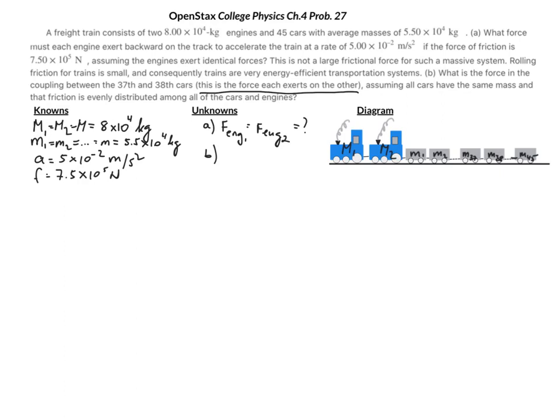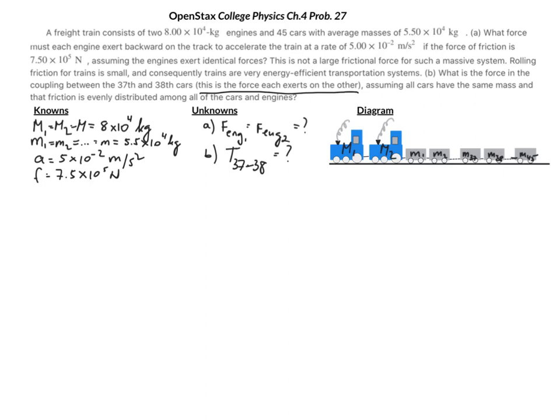So one goes to the right, one goes to the left, and they have the same magnitude. So then I can just solve for one and not the other, but I know that they're equal and opposite by Newton's third law. So I'm just going to call this tension between the 37th and 38th coupling, or sorry, train car. So that's what I'm looking for.